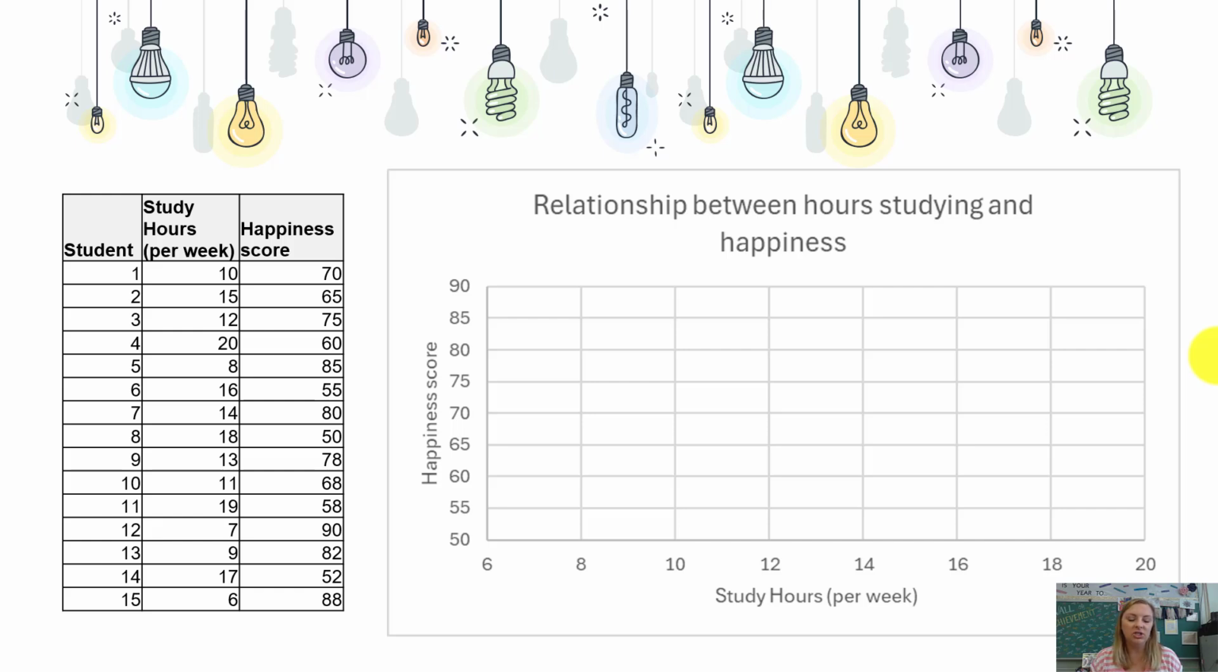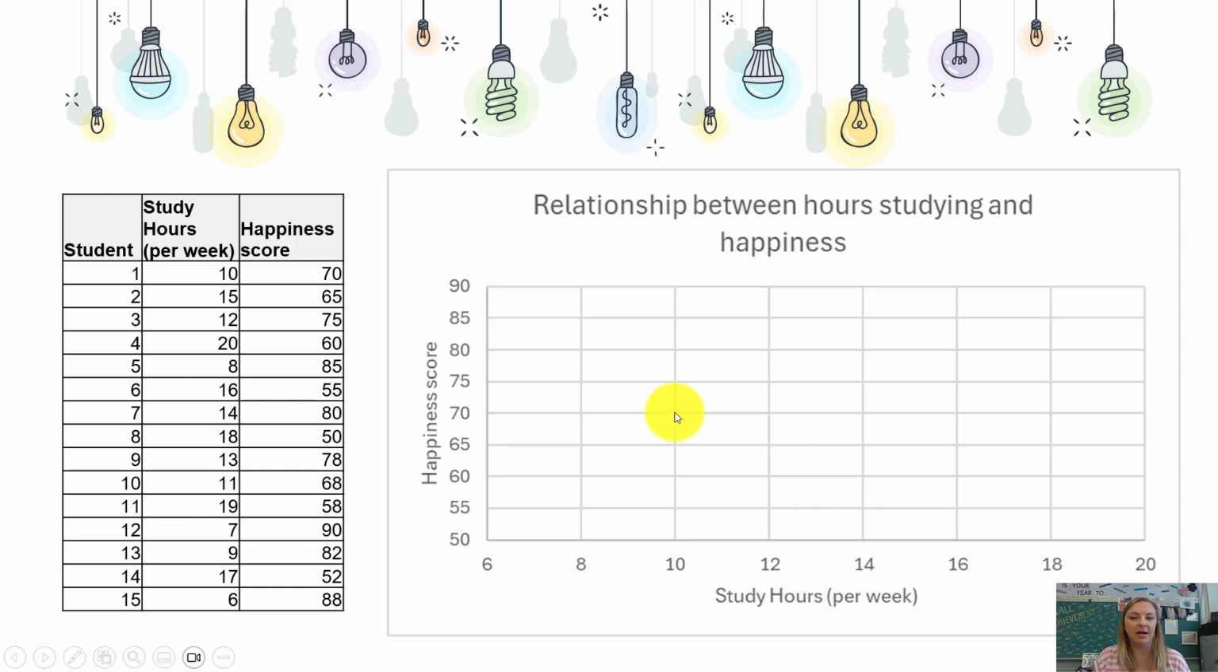So one way that we do that is we create a scatter plot. So what this means is that we take each data point and we graph it. So for example, our first student has studied 10 hours per week and they have a happiness score of 70. So what we would do is we'd find our 10 hours per week and we'd go up to 70 and we would put a dot right where those two axes intersect.